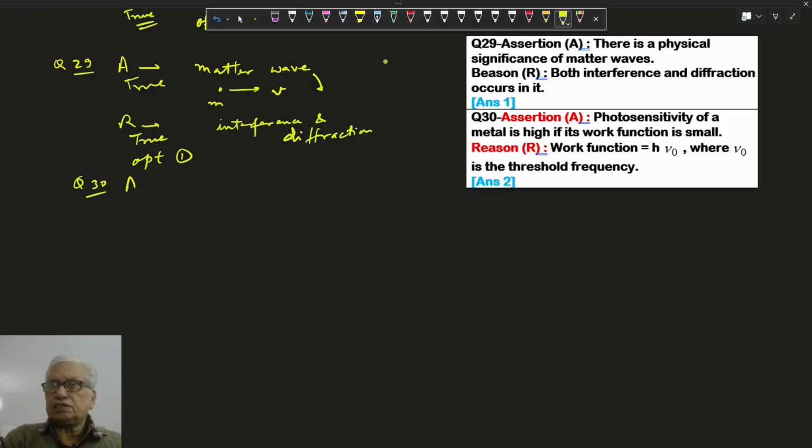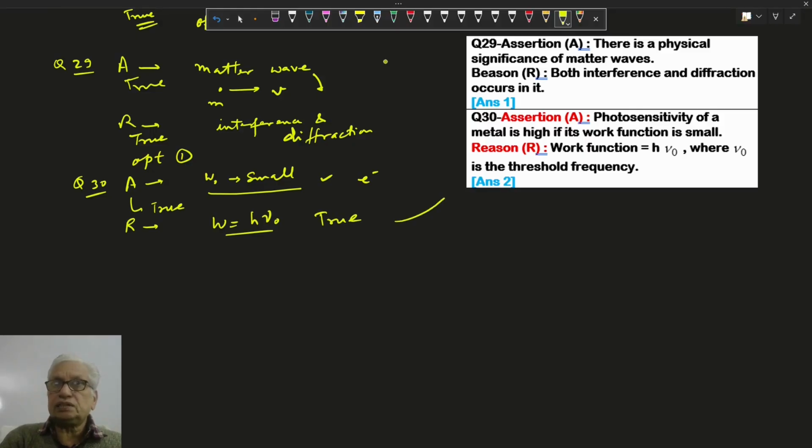Now question 30. Assertion: photo sensitivity is high when work function is small. It means if work function is small, then we can easily take out the electron with lesser energy. So lesser energy photons eject the photoelectrons, which means the assertion is true. Reason: work function is given by h nu naught is true, but it is not explaining the assertion. So option 2 is correct.